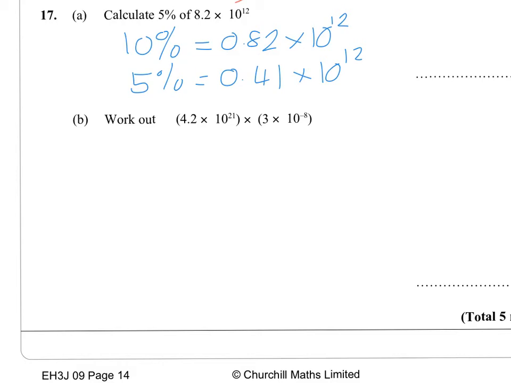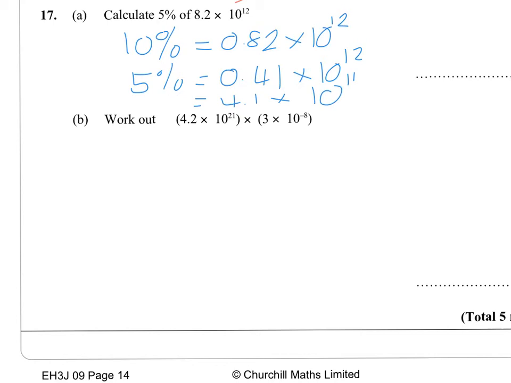But that's not in standard form, because in standard form, it looks like standard form, but the number has to be a number between 1 and 10. So I'm just going to bring that decimal point 1 to the right there. Okay, and that would give me 4.1 times 10 to the power of 11.